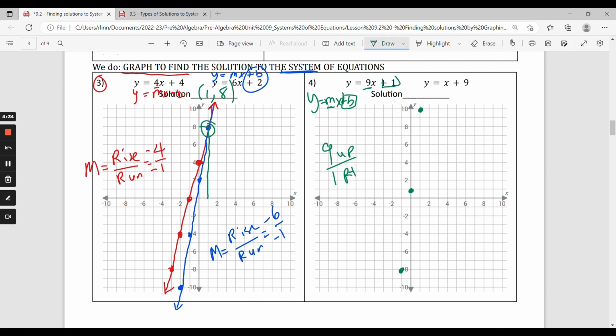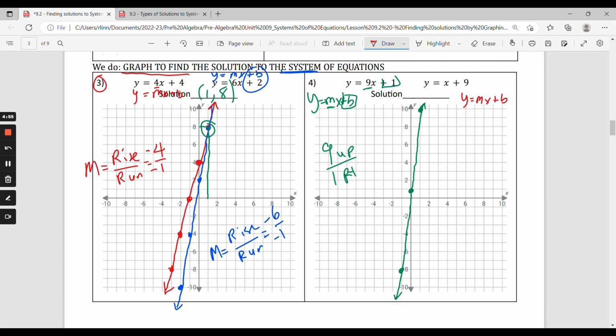So now we've got our line. We're going to go ahead and draw that as neatly as possible through there. There we go. All right, so we've got our first line. Now let's go ahead and work on our next one. Our second line, we also have slope-intercept form. We have y equals mx plus b.